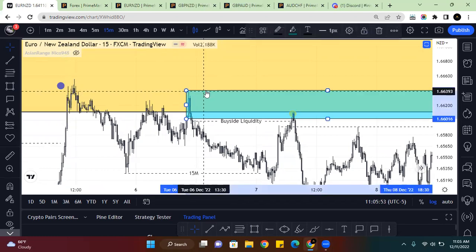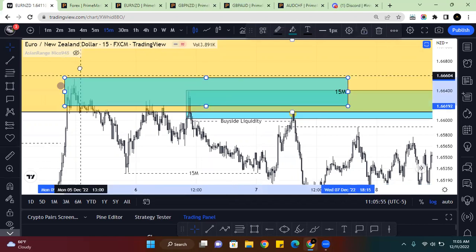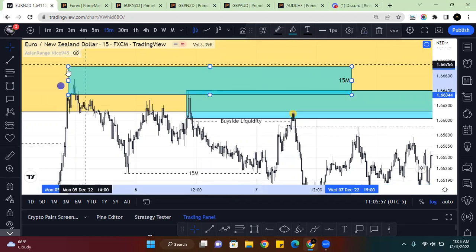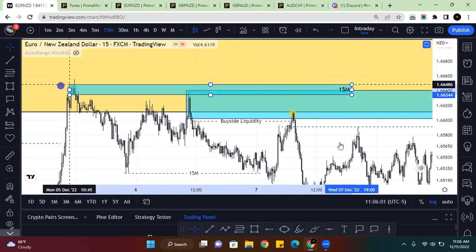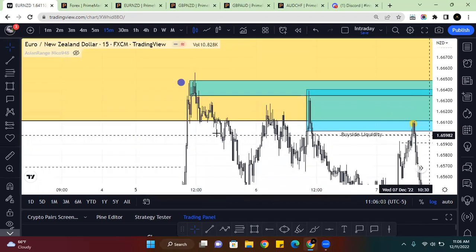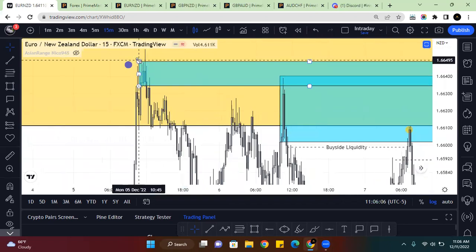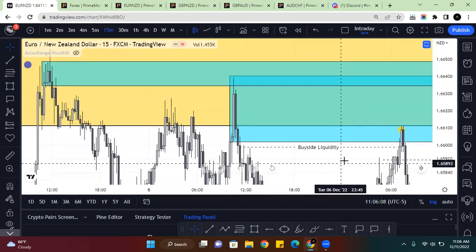But if you want to see the areas where it was respected, you just match liquidity with the order blocks. It's pretty simple actually. And then it gives you a high probability scenario as to what's going to happen next based on liquidity, order blocks, all of that. So you can see that this was tapped into.